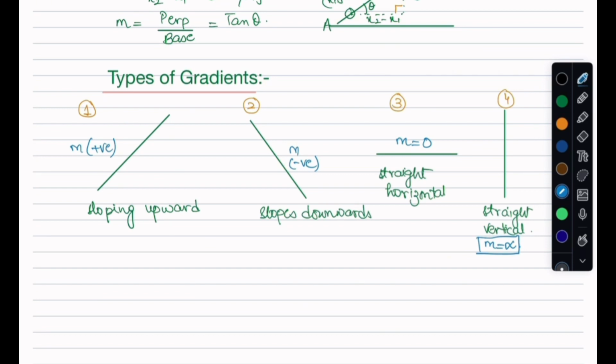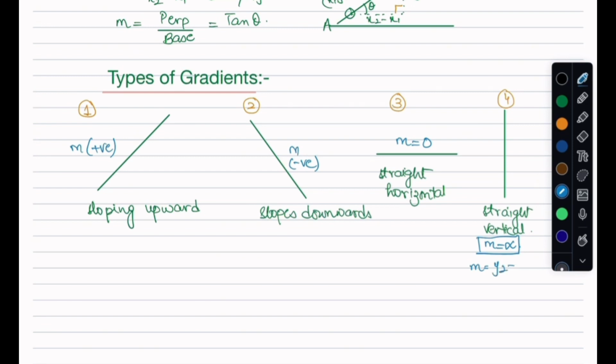For the line which slopes upward, the change in y is positive, y increases. For the line which slopes downwards, the y value is decreasing, therefore the gradient is negative. For a straight horizontal line, the gradient will always be 0 as there is no change in the y value. If there is no change in the y value, y2 minus y1 will be equal to 0, and the gradient comes out to be 0.